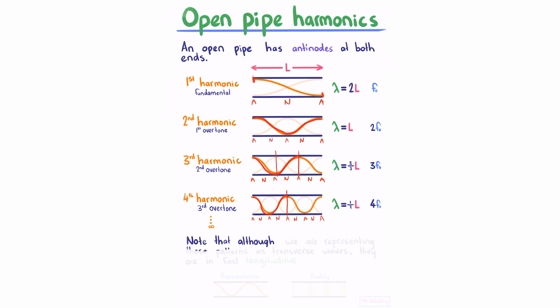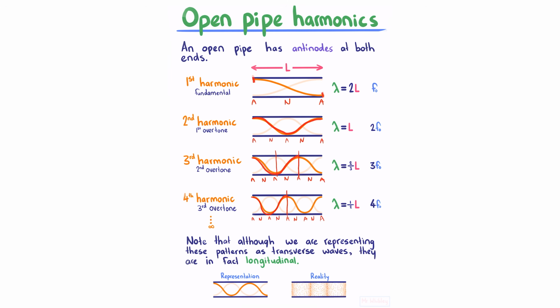And note that although we are representing these patterns as transverse waves, they are in fact longitudinal, and so our representation looks transverse, but it's important to remember that the reality is longitudinal. That is to say, what we're seeing here is really a graph of the pressure waves, and there isn't actually anything going up and down. The direction of oscillation for a longitudinal wave is along this direction here.